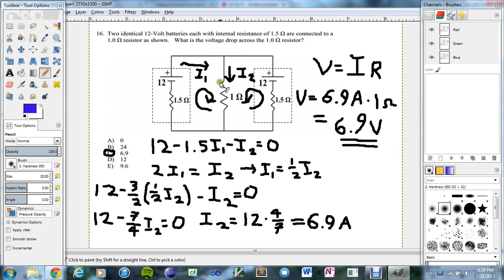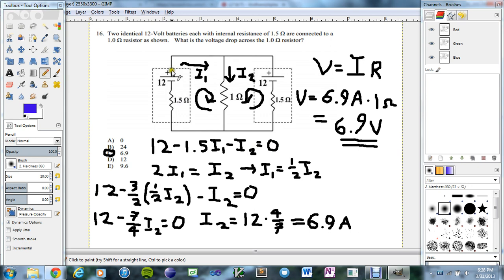To get the correct answer, you could use the loop law and the junction rule. And these are two loops that I've drawn. You can choose either one because of the symmetry. And I've called the current through this wire I1 and the current through this middle wire I2. So using Kirchhoff's loop law, you get 12 volts minus 1.5 times I1, and then minus I2, because the resistor is just 1 ohm. That's equal to 0.